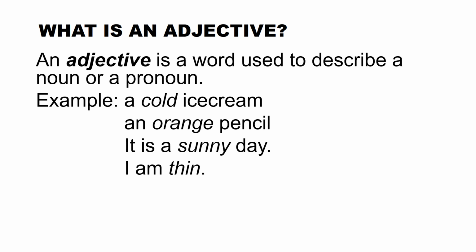In the next example, it is a sunny day. Here, sunny is the adjective, but it is a pronoun. Similarly, I am thin. I is a pronoun. So, adjective is a word used to describe a noun or a pronoun.